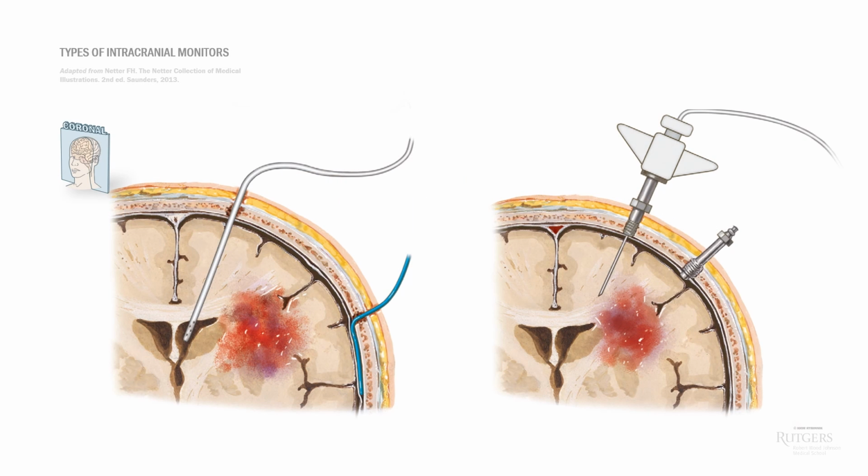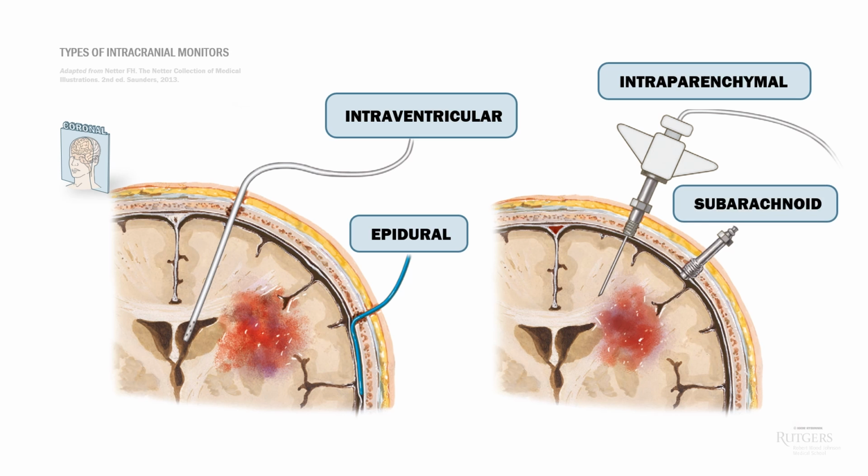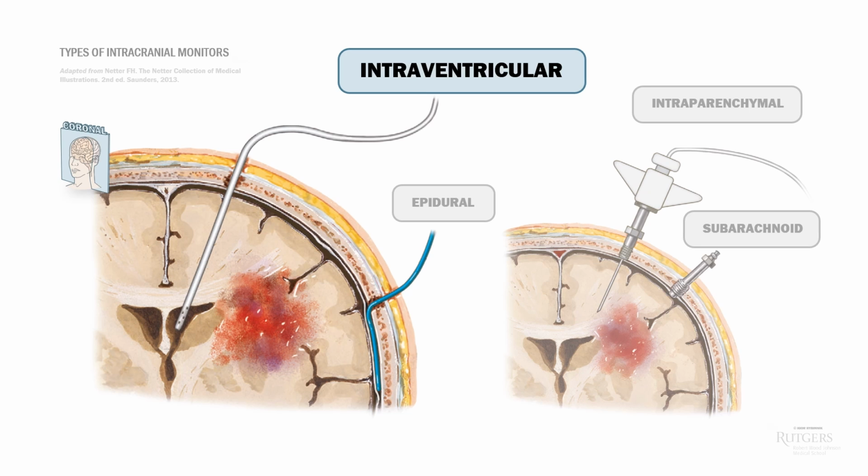There are 4 major types of intracranial pressure monitors. Conveniently, they are named for the intracranial compartment from which they transduce the pressure. They are intraventricular, intraparenchymal, epidural, and subarachnoid. It's probably more accurate to say that there is intraventricular monitoring, and then there's everything else. Intraventricular monitors are considered the gold standard of ICP monitoring catheters.